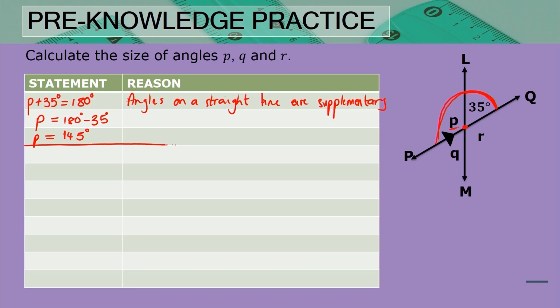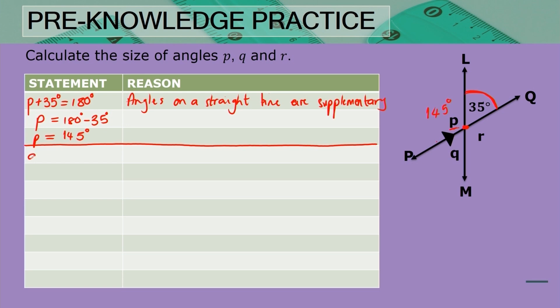Then we are going to calculate the value of Q. Now we know that for P we have 145 degrees. Q is also sharing a common vertex with the 35 degrees that's given there, and it is on the opposite side of that common vertex. Remember, angle Q and angle 35 degrees were formed by two lines intersecting, and because of that, not only are they vertically opposite, but they are also equal, because they are on opposite sides of that common vertex, as we can see there.